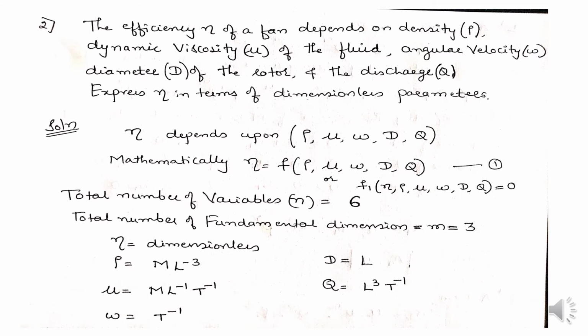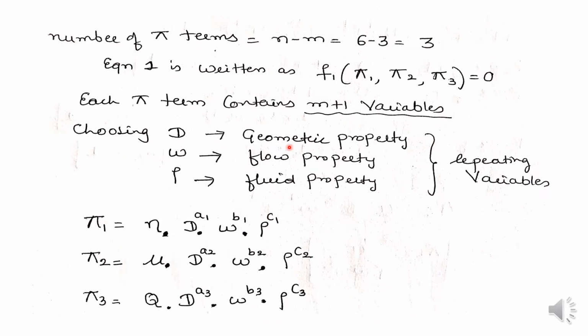Now calculate the number of pi terms, that is n minus m, where n is 6 and m is 3, which equals 3. That means 3 pi terms we have to write. So equation 1 is written as function f1 of pi 1, pi 2 and pi 3 equal to 0. That means n minus m equals 6 minus 3 equals 3, so it consists of 3 pi terms.